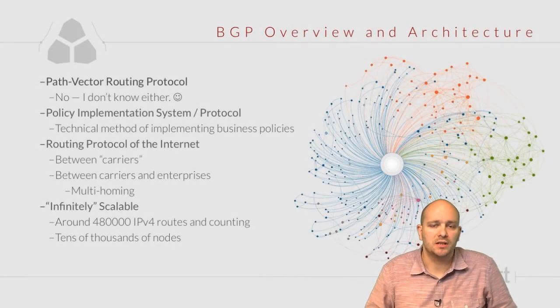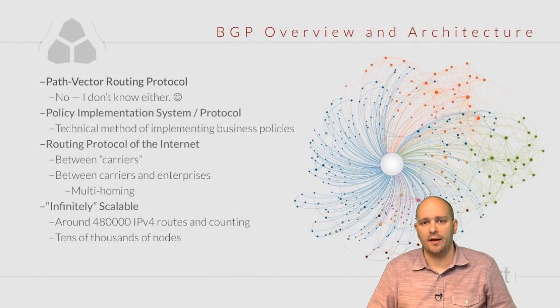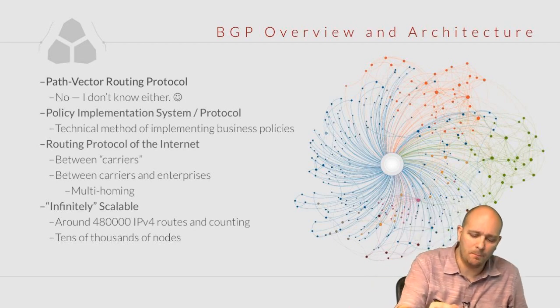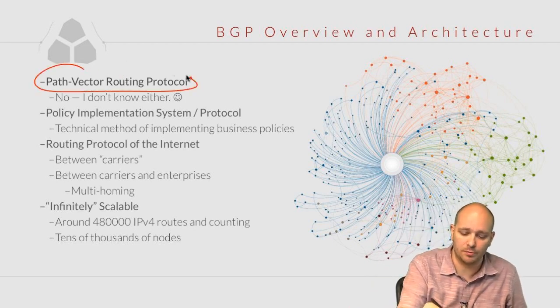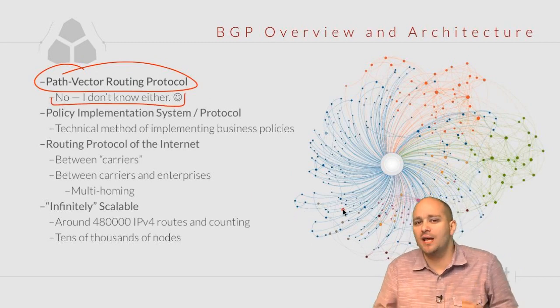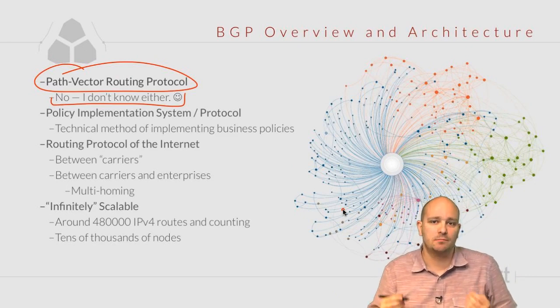If you read the documentation and the training material provided by various network vendors about BGP, they are quickly going to introduce the concept of BGP being called the path vector routing protocol. Now, what does that mean? Now, I don't know either, because they never actually explain what this means.